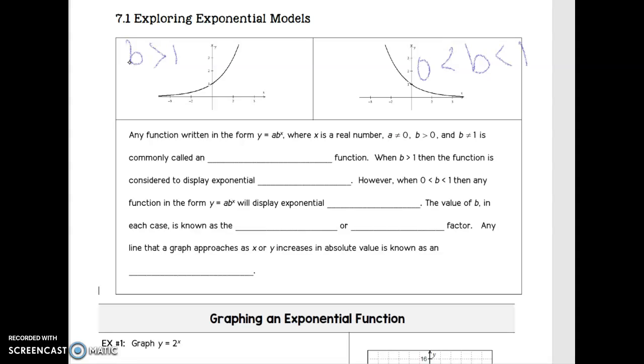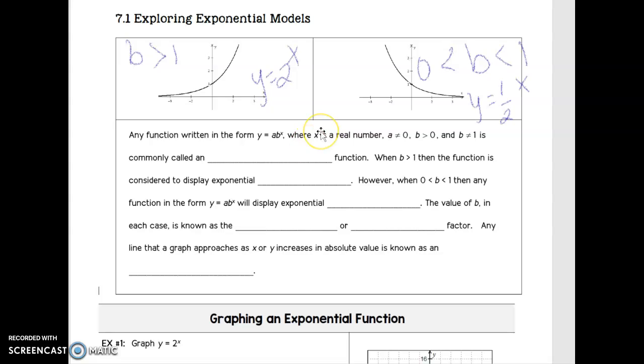And we can also identify these two graphs. This is where y equals 2 to the power of x, and this is where y equals 1/2 to the power of x here.